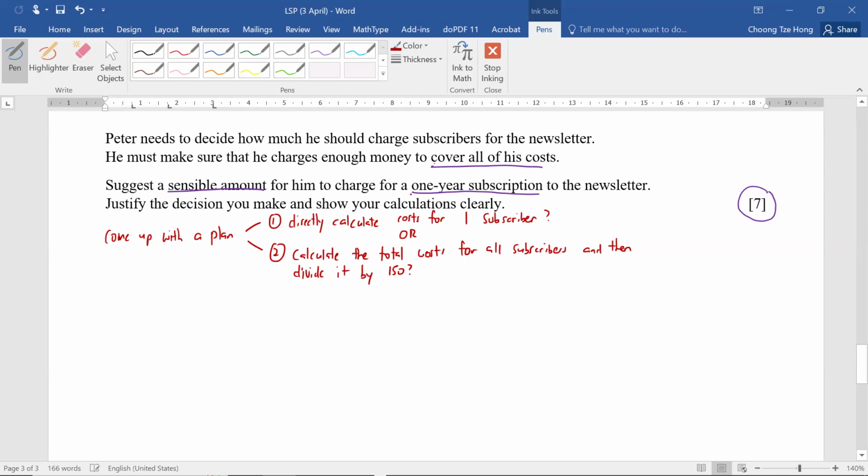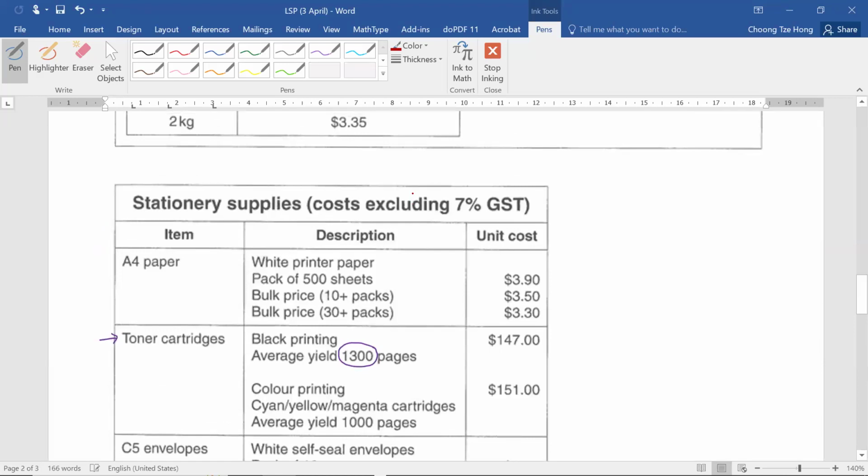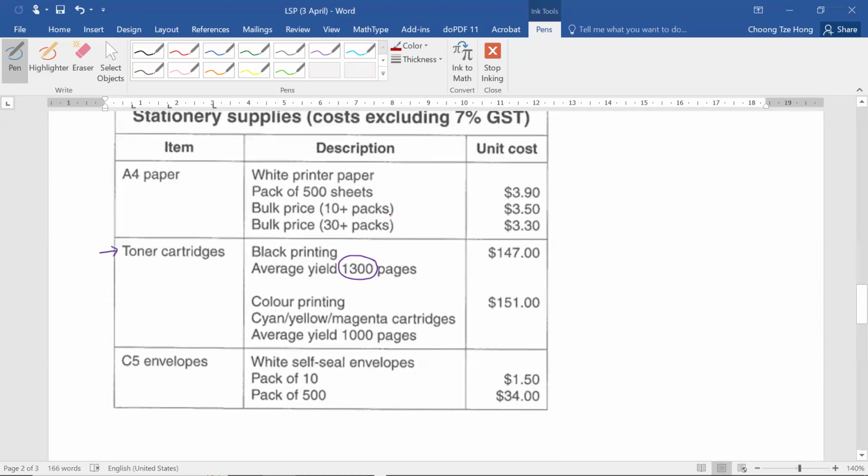This is when you need to go back and look at the information given to you in the table over here. You can see that for things like paper, there's a bulk price. Bulk price means if you buy more, you will be charged less. There's a bulk price for envelopes as well. If you buy in packs of 10, it's going to be $1.50. But if you buy in packs of 500, it's going to be only $34.